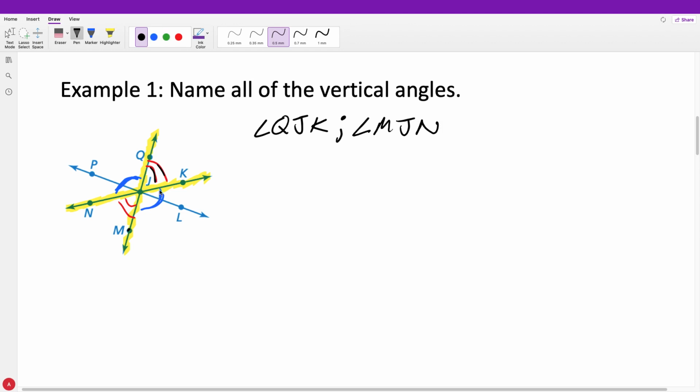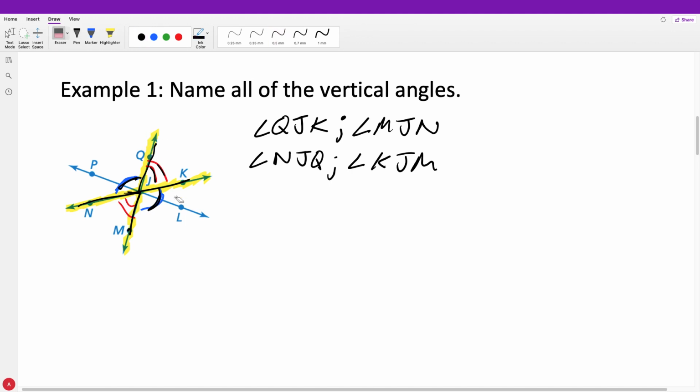Then the next one that we can talk about here are these vertical angles. So I can name that NJQ, and I can name this one KJM. Right, so they are vertical angles.